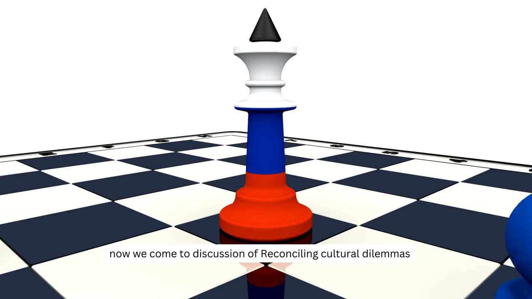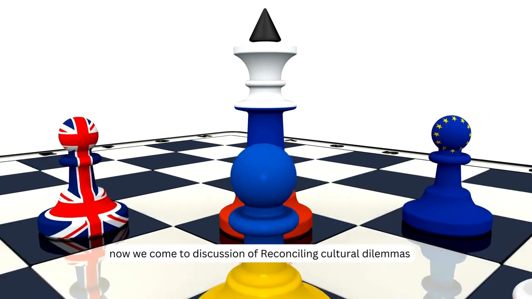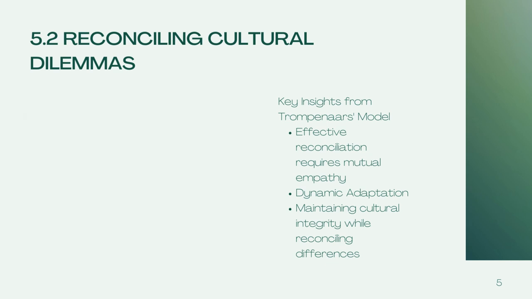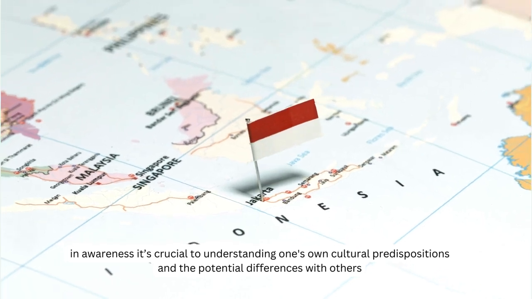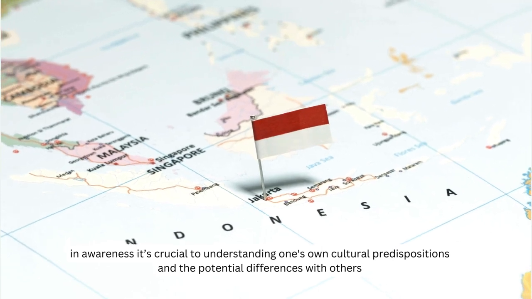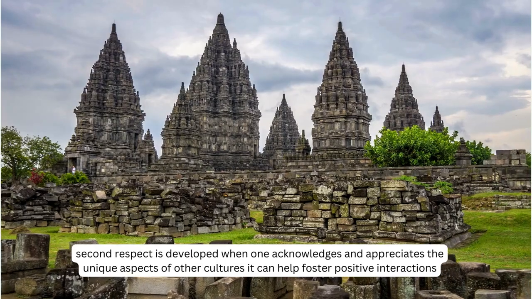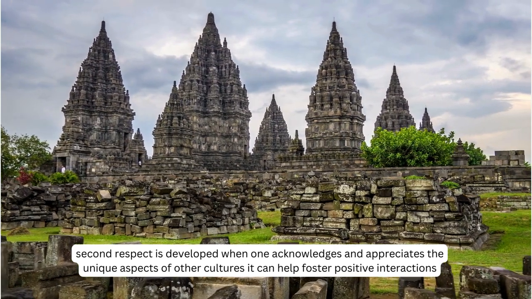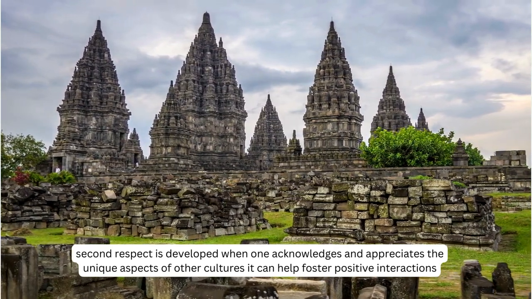Now we come to the discussion of reconciling cultural dilemmas. According to Trompenaars, effective reconciliation of cultural differences involves three key components: awareness, respect, and reconciling differences. In awareness, it's crucial to understand one's own cultural predisposition and the potential differences with others. Second, respect is developed when one acknowledges and appreciates the unique aspects of other cultures.